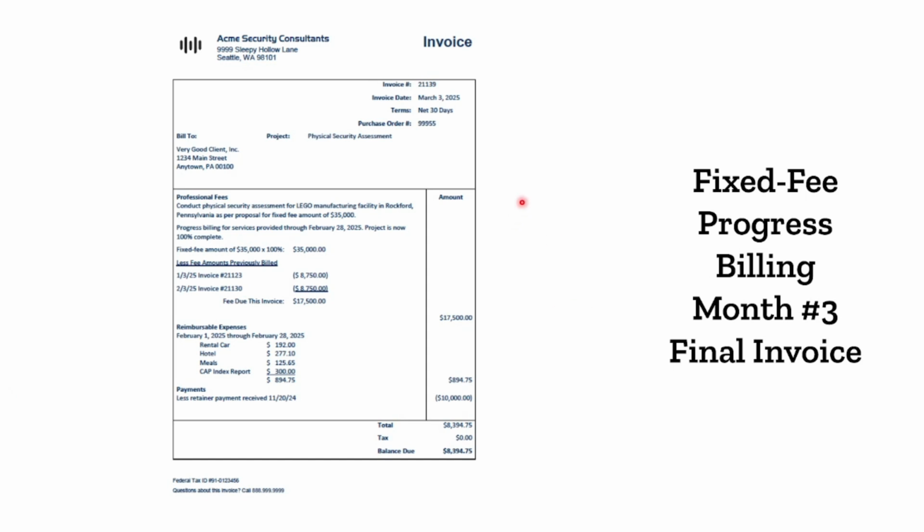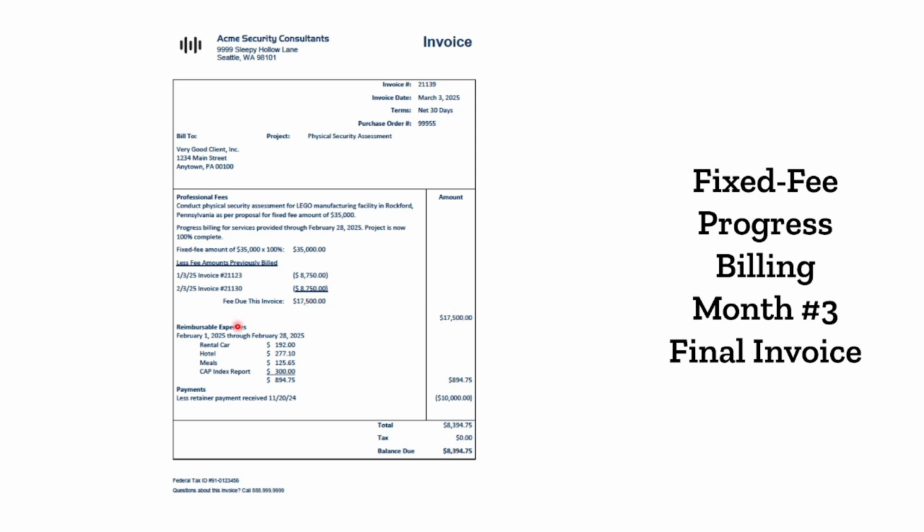We have finally completed the project and are ready to submit our final invoice. This invoice would indicate that the project is now 100% complete. To arrive at the final amount due, we would take the fixed fee amount of $35,000 and deduct from it the two payments that were received previously. This would include the payment made in January for $8,750 and the payment made in February of $8,750 to arrive at the final amount of consulting fees due.